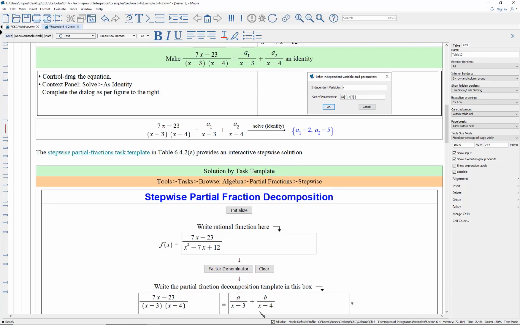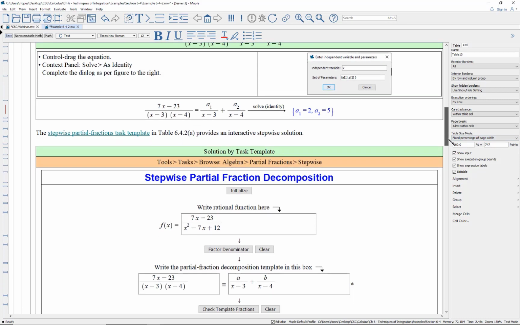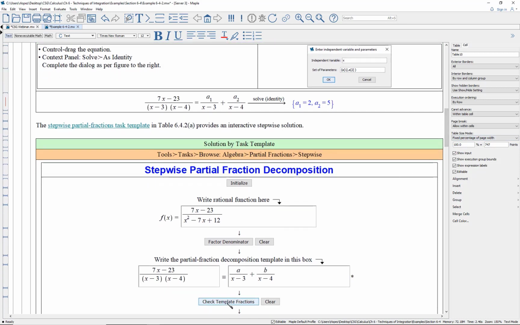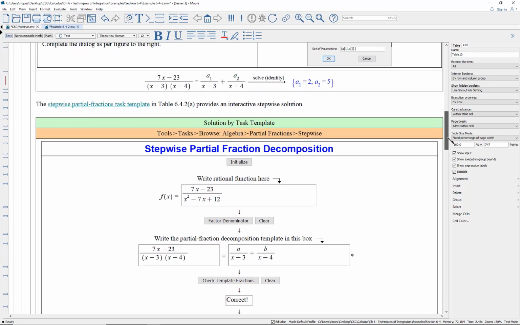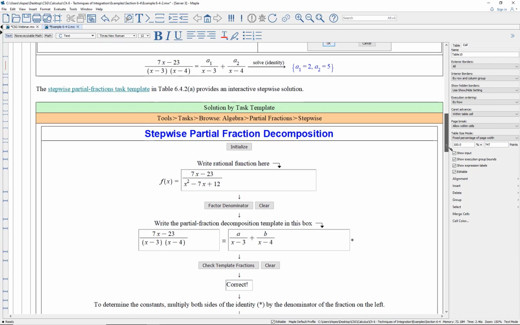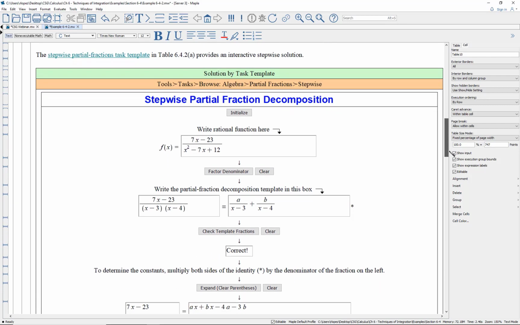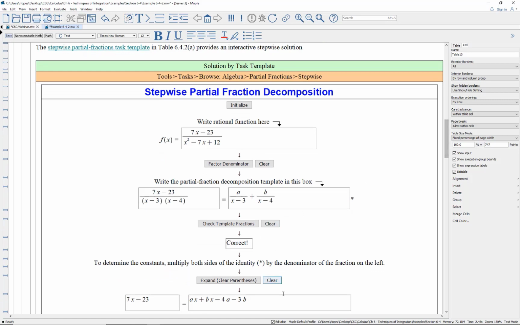But you have to write in the template fractions for the decomposition. After you write them in, you press this button, and it checks whether you have picked the right fractions for the decomposition. If it's correct, keep going. If you get this wrong, there's no sense doing anything else until you get this template right, because otherwise you're just going to go around in circles with meaningless computations.